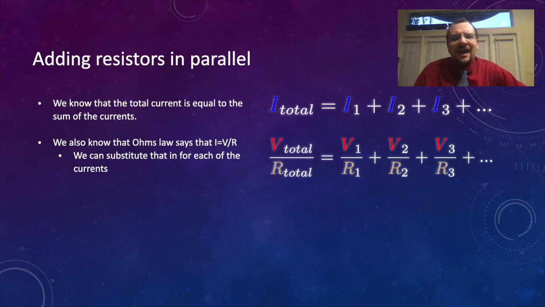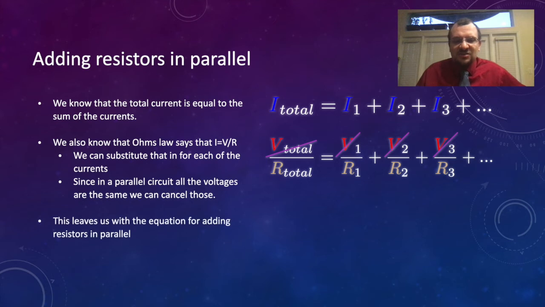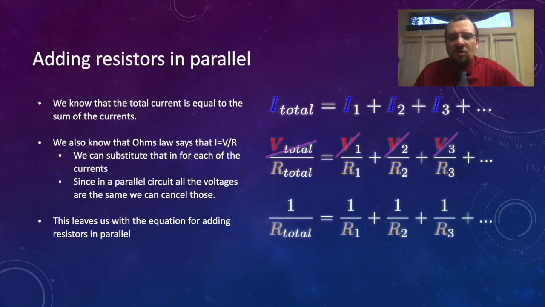Now we also know that because this is wired in parallel, all of those voltages are going to be the same, so they can cancel. This is going to leave us with the equation for adding resistors in parallel, which is 1 over the total resistance equals 1 over R1 plus 1 over R2 plus 1 over R3, and you get the idea. So let's see how this works in practice.